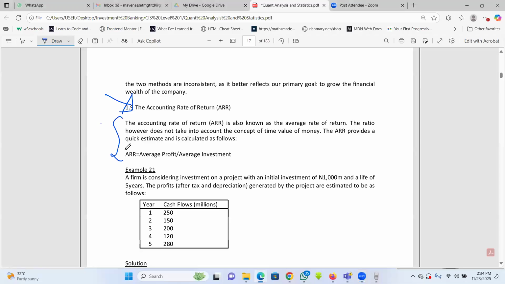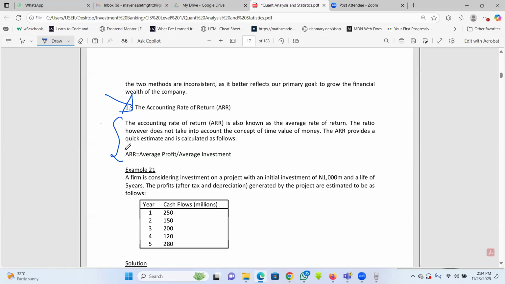The accounting rate of return, ARR. The accounting rate of return, ARR, is also known as the average rate of return. The ratio, however, does not take into account the concept of time value of money. The ARR provides a quick estimate and is calculated as follows. ARR is equal to average profits over average investment.